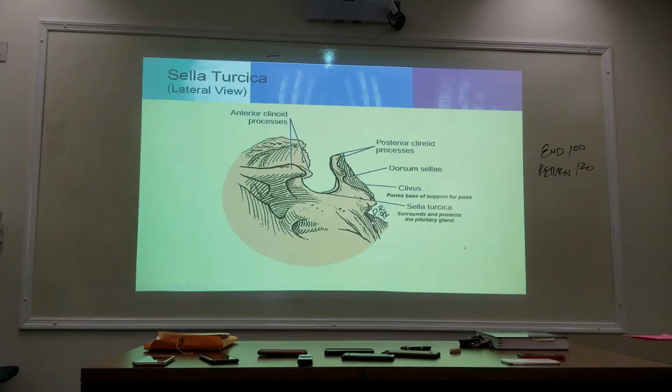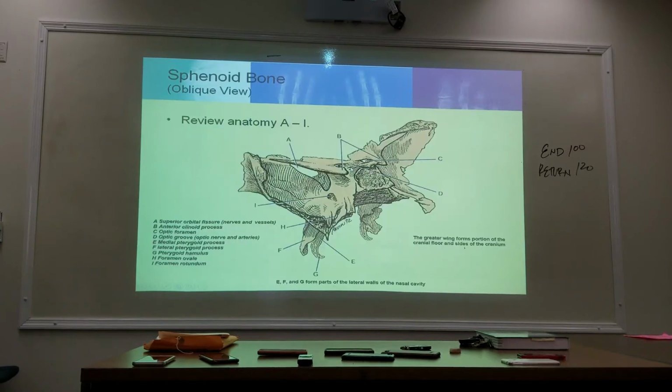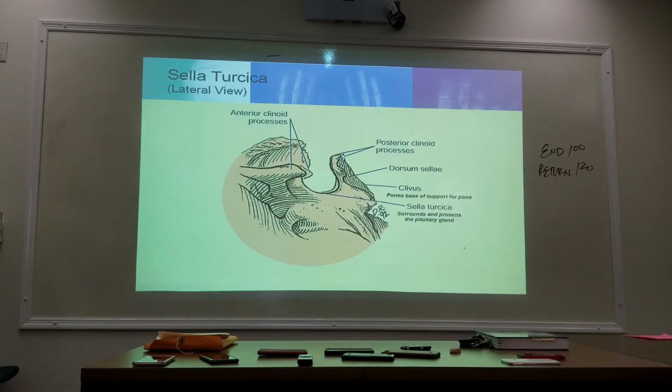Okay. So now here's the lateral view. Here is that anterior clinoid process that we talked about earlier. And it also has a posterior. So if we go back over here, this is the anterior, and then it dips down, and right around here is where you're going to find the posterior clinoid process, which is right here, anterior and posterior, and this is where the pituitary gland sits.